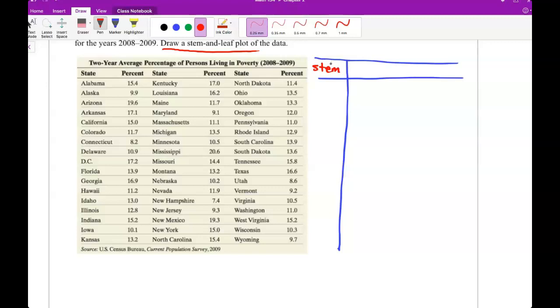So the digits to the left of the rightmost digit are the stem. I'm writing that part on the left column. And here is what we have for the rightmost digits.